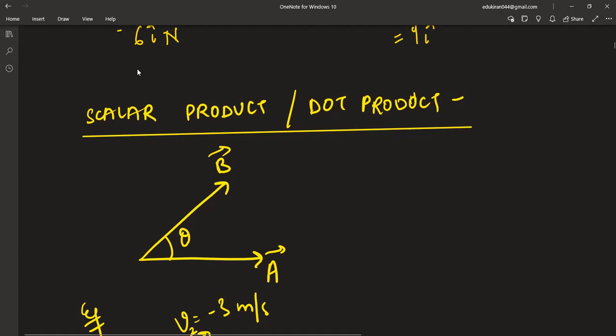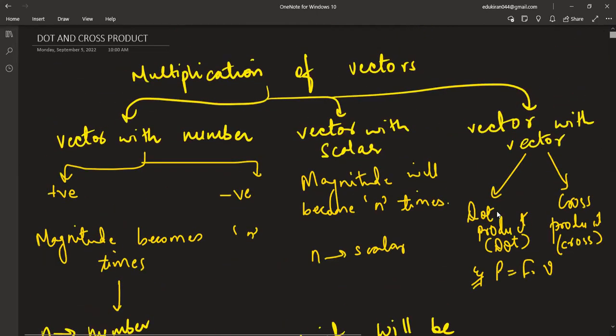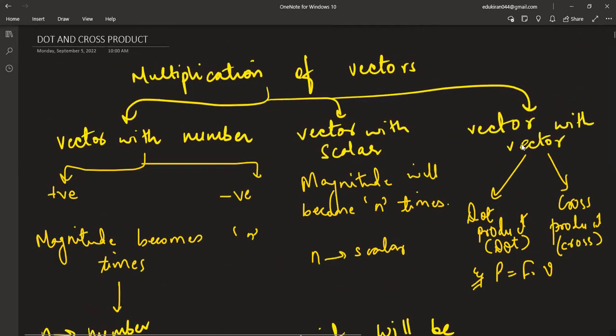Yes, class. Now see, we use the dot product when you are multiplying a vector quantity with a vector and the result is a scalar, like power. Power is a scalar quantity, but force and velocity are both vectors. So vectors are getting multiplied, and we use the dot product in cases where the resulting quantity is a scalar.